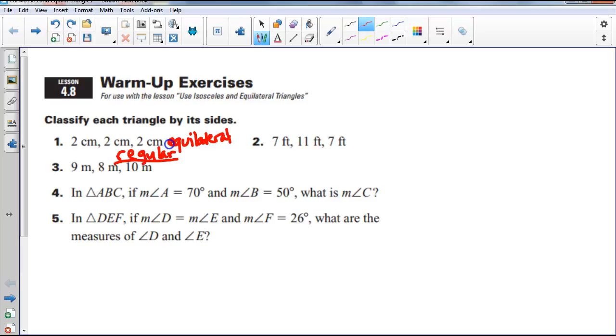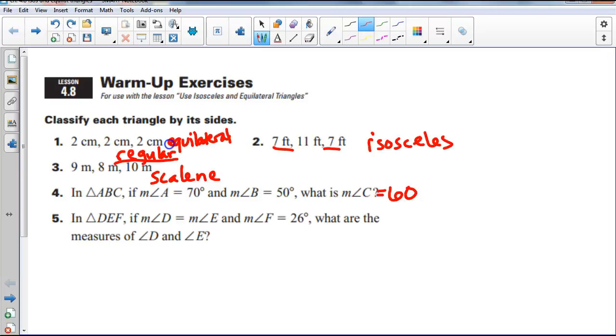Number two, we know that two sides are congruent, so that's isosceles. And number three, we know that all sides are different, so that is scalene. And number four, we're going to talk about finding the different angle measure. So number four, if you know two out of the three angles, we have 120, subtract that from 180, you get 60.